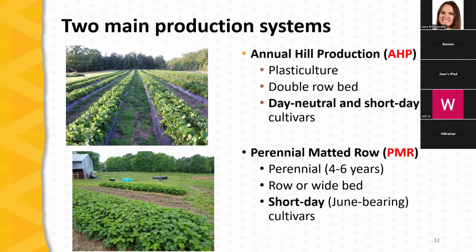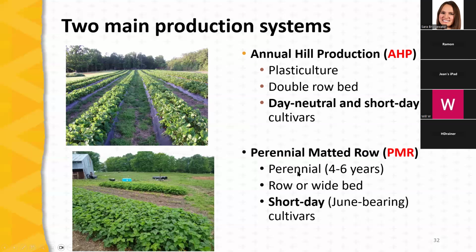It uses double bed rows like you see in the top picture, and uses what we call day neutral or short day varieties of cultivars, which are a little different than the old varieties that we're used to in the other system. The perennial matted row system is the old system and is being replaced by the annual hill production. And the main thing is that the annual hill production, as it says annual, you grow them in this site once, and you do not grow them there next year. You remove the whole crop and you plant again all over in another site.